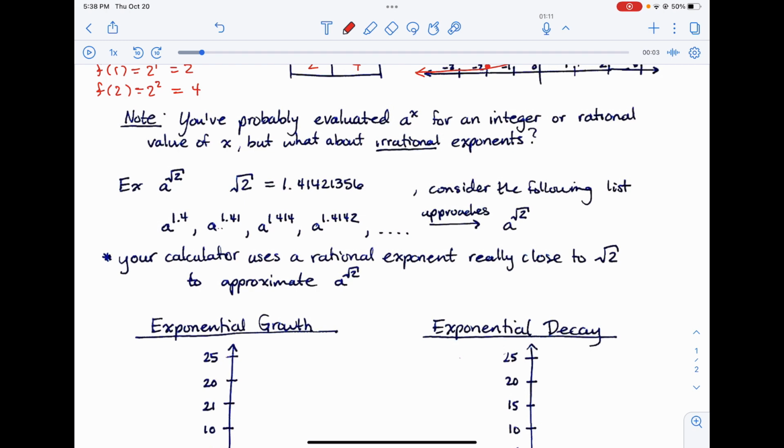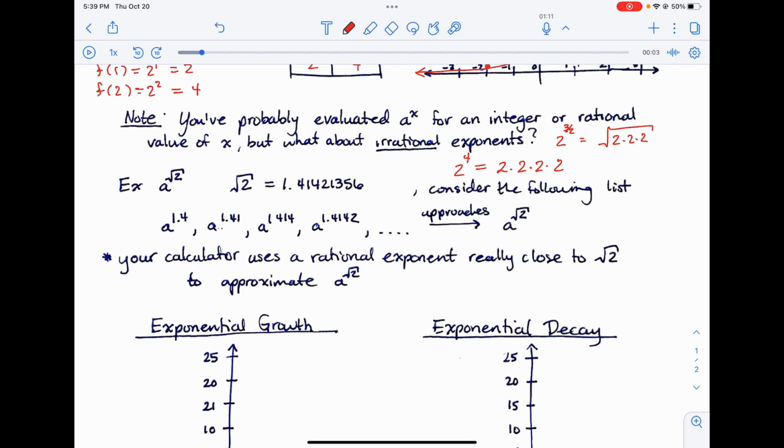So you've probably evaluated these for integer and rational values of x, but what about irrational exponents? How do we actually think about those? Because if you think about it, usually if I had something like 2 to the power 4, you can actually evaluate that as four 2's all multiplied together. And even if you have rational exponents, if you had 2 to the power of 3 over 2, well, that's going to be the square root of 2 times 2 times 2.